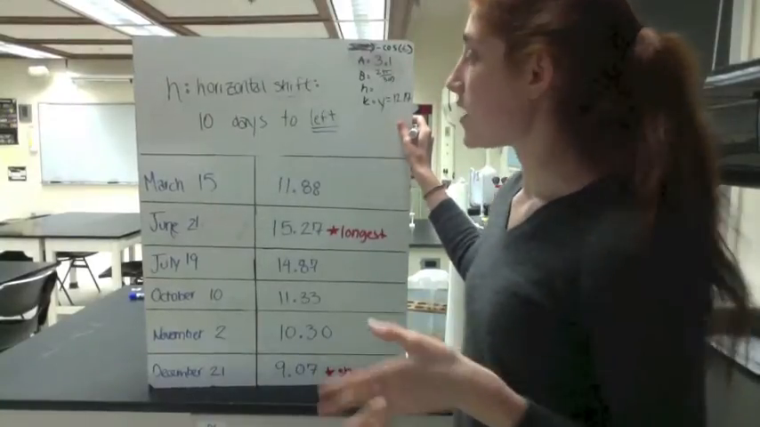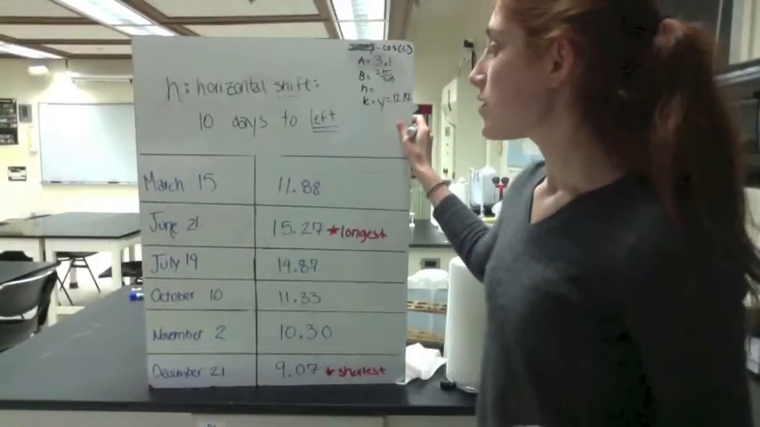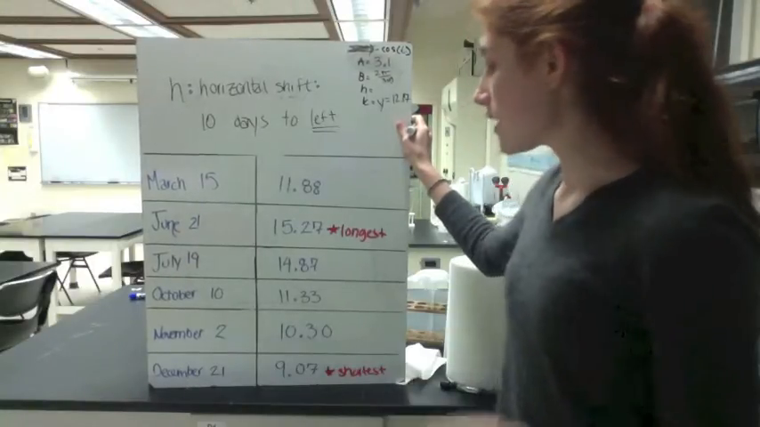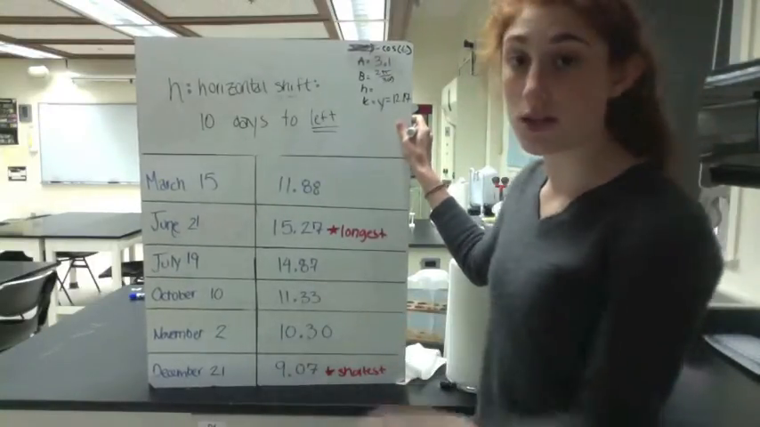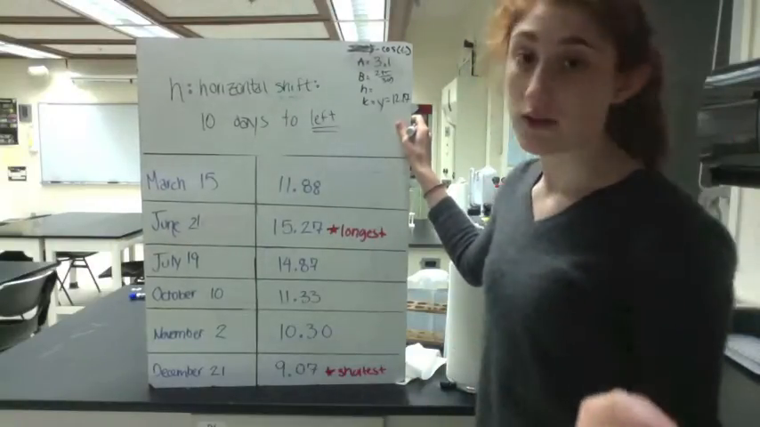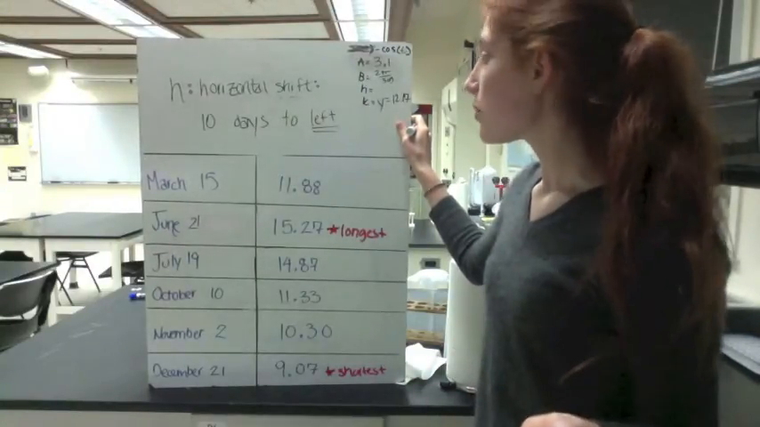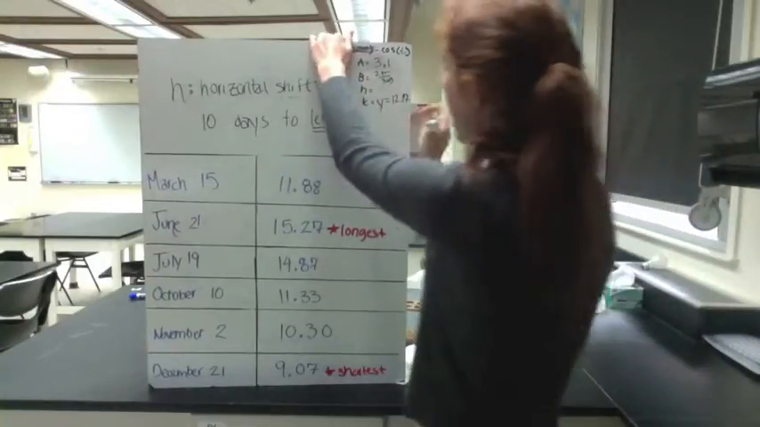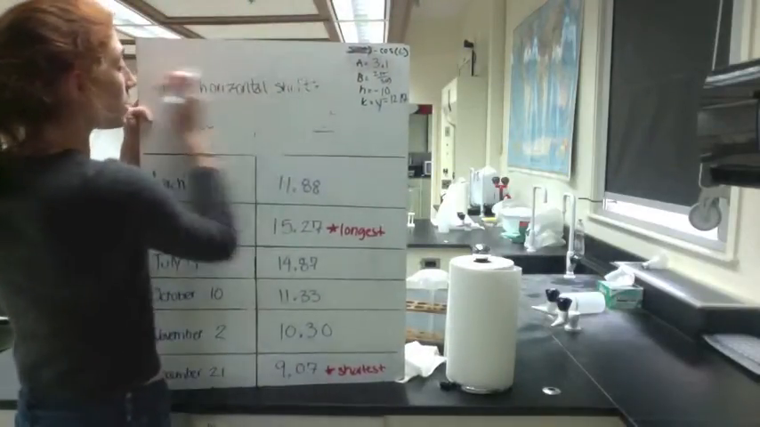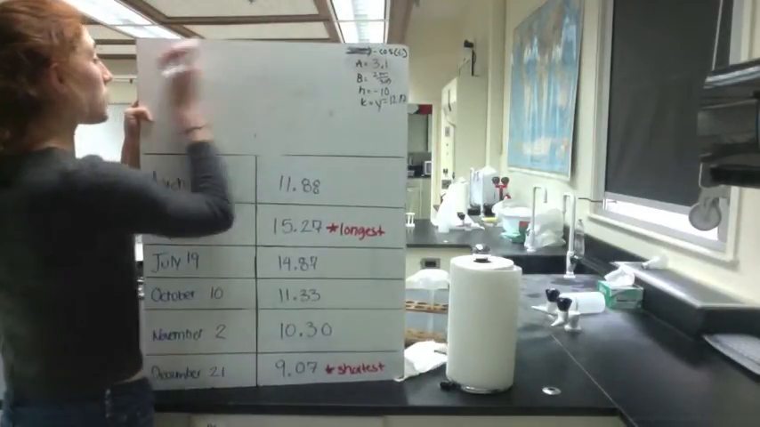Lastly, we're going to find h, the horizontal shift. So we know that since we started on December 31st, that is 10 days after the shortest amount of daylight of the year, so that's also the minimum, where originally a negative cosine would start. So we're going to then add negative 10 days, which would, in that case, eventually become a plus 10 in our equation.